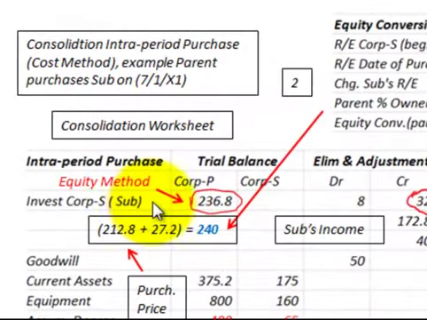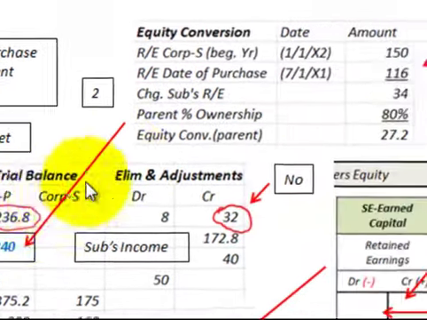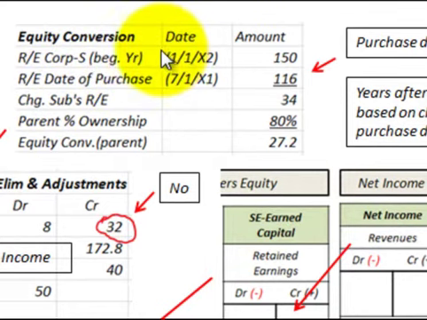Okay, next we have to update the parent's investment account in the subsidiary. For our example, we're going to update that to January 1st of the second year of the consolidation. Using the equity method, we came up with an investment in the subsidiary of $236,800. But using the cost method, we have to derive that in a different fashion. We use an equity conversion, where we take the retained earnings of the subsidiary at the updated date of January 1st of the second year, which we calculated to be $150,000.